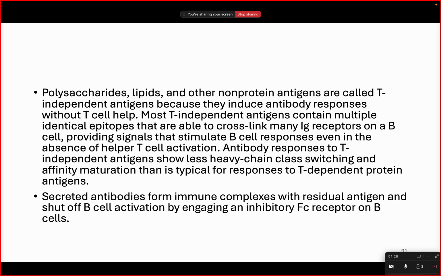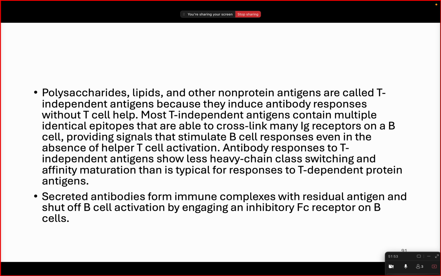Polysaccharides, lipids, and other non-protein antigens are called T-independent antigens because they induce antibody response without T cell help. Most T-independent antigens contain multiple identical epitopes that are able to cross-link many Ig receptors on a B cell, providing signals that stimulate B cell responses even in the absence of helper T cell activation.